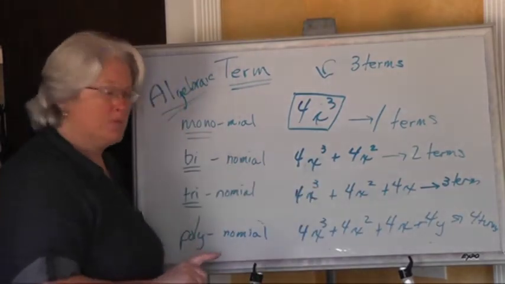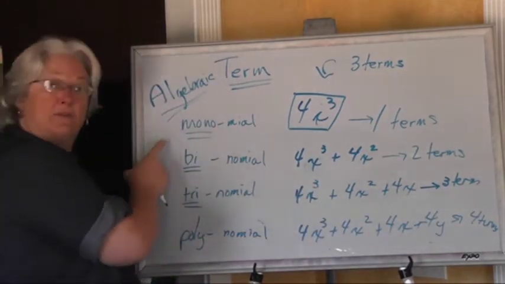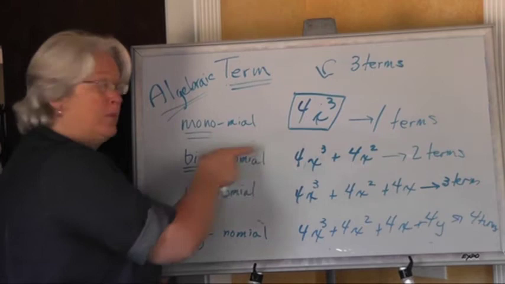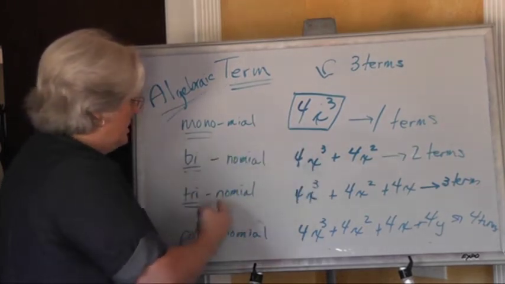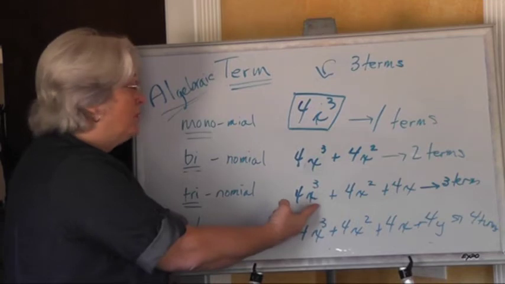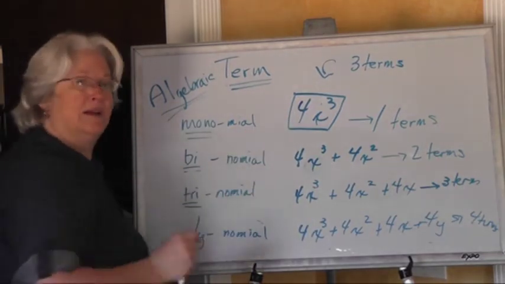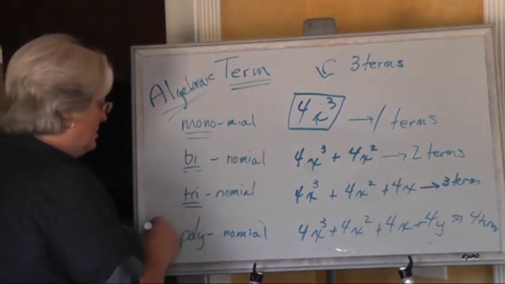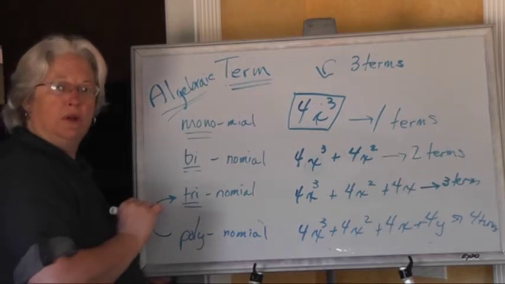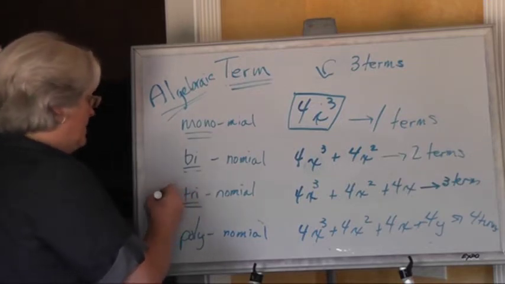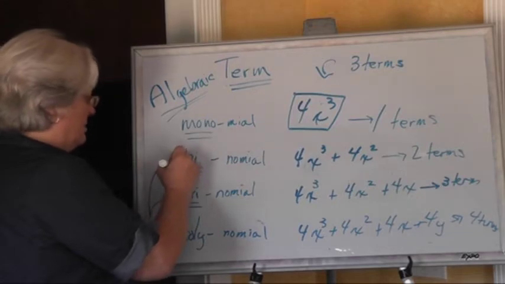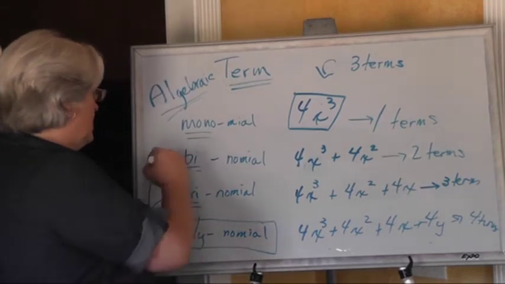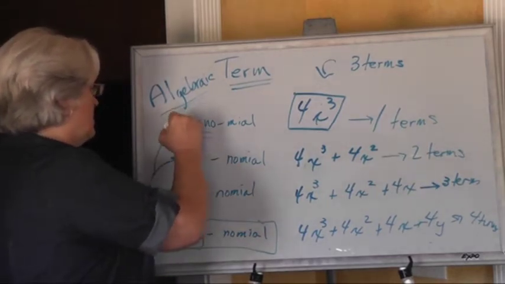but these 3 specific types of definitions here are monomial, where you have 1 term, binomial, where you have 2 terms, trinomial, where you have 3 terms. Those are all considered polynomials also. So a trinomial can be called a polynomial or a trinomial. A binomial can be called a polynomial or a binomial. A monomial can also be called a polynomial.